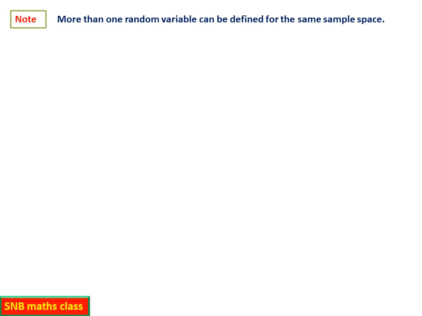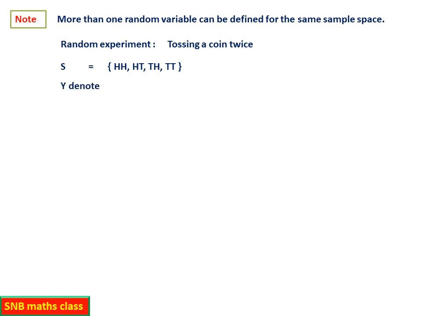Note, more than one random variable can be defined for the same sample space. So X is one random variable we have defined. Similarly, we can define many. Let me show you an example. Say the random experiment is tossing a coin twice, same thing. Now, you know it is already HH, HT, TH and TT. Suppose you now define Y instead of X. Y denotes the number of heads minus the number of tails.